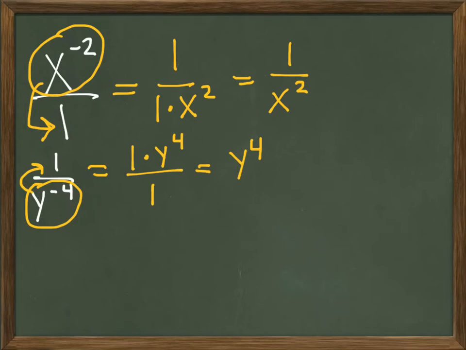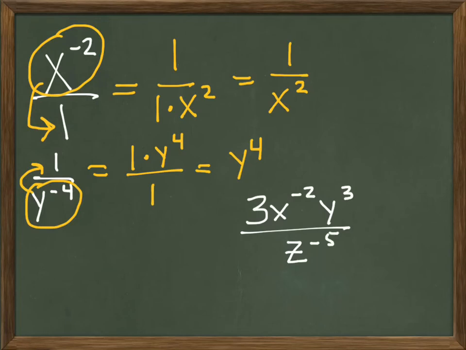Okay, so the crucial part here is that we want to get rid of negative exponents, and the way we do that is by moving the term with the negative exponents from the numerator to the denominator, or vice versa, from the denominator to the numerator. So let me show you one more example. So if I had something like this, so 3x to the negative second y cubed over z to the negative 5th power. Okay, so in this example, you'll notice I have negative exponents everywhere, but not everything needs to move.